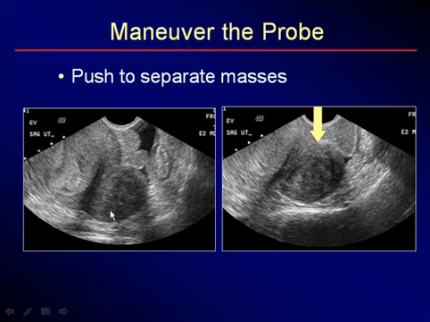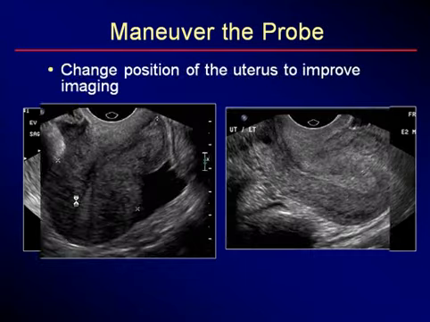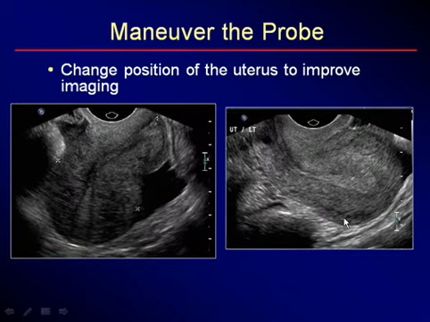Here's a mass. We want to prove whether it is stuck to the uterus or not, so we push on it, and when the mass moves, the uterus moves. At no time were they moving in separate directions. We can change position of the uterus by pushing around.